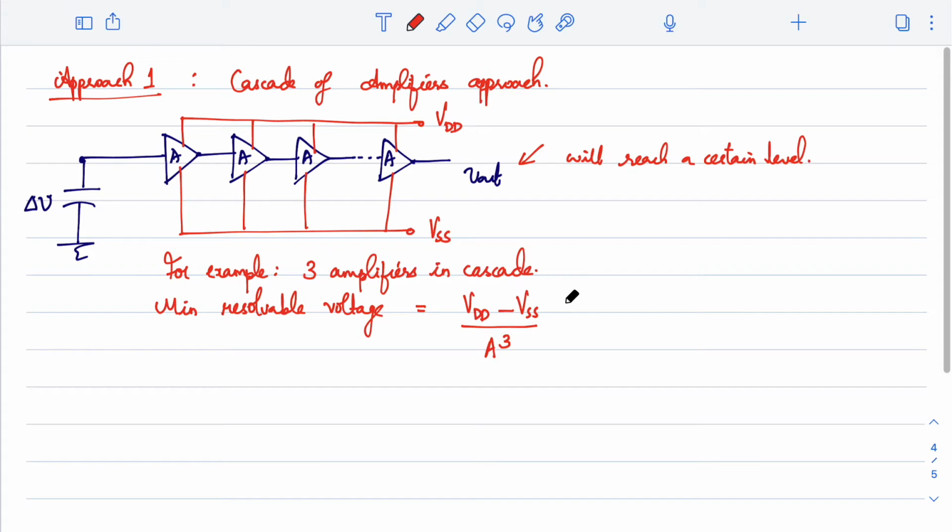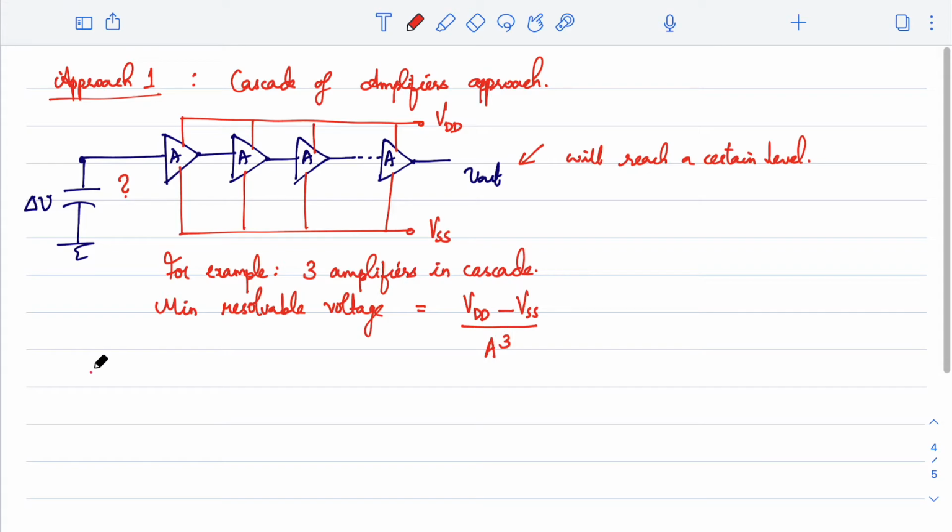Yeah, so I'm just looking for what can be the minimum voltage here. If I have the supply rails range divided by the total gain, that will give you the minimum resolvable voltage. Or in turn you can write that gain is nothing but the maximum output divided by the minimum input. In that way I have written.